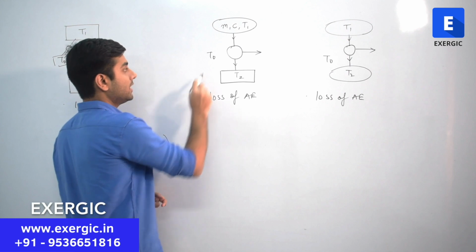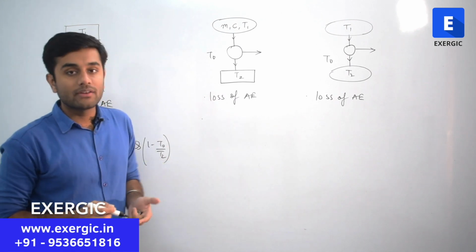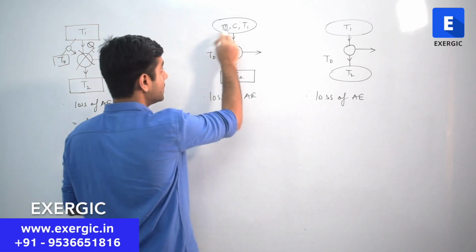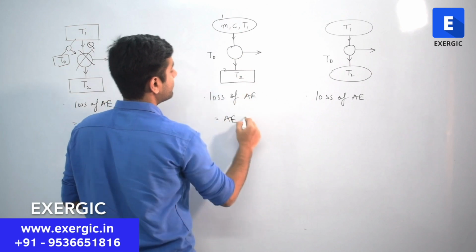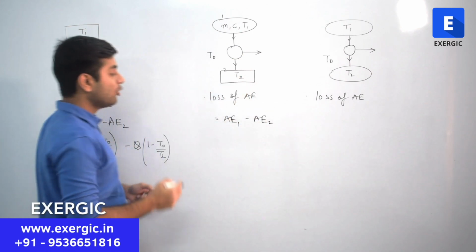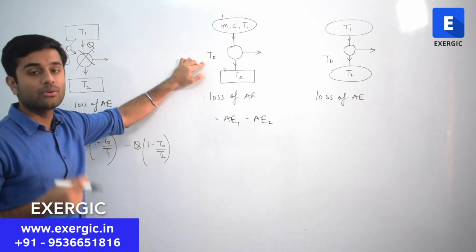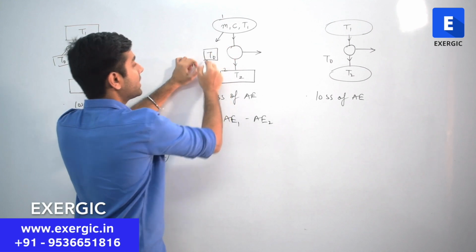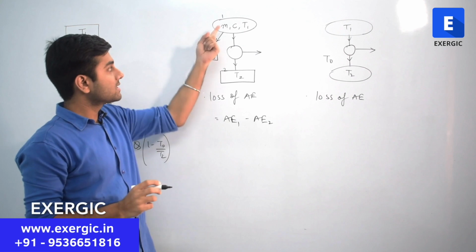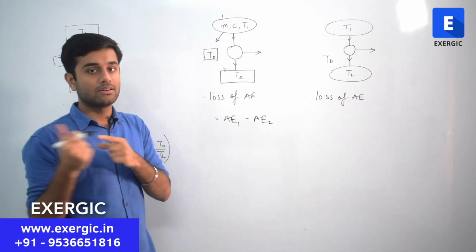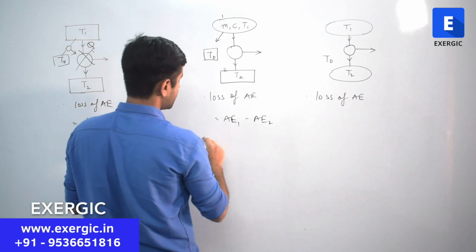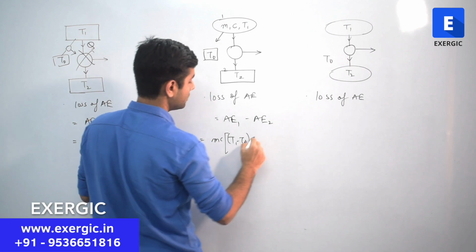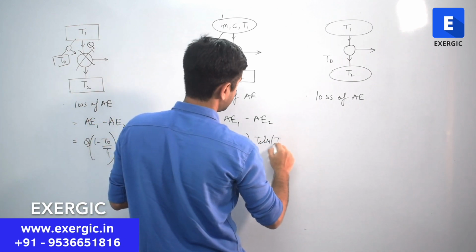Similarly here, we have T0 present. So how much is going to be the loss of available energy? That is equal to the available energy present at 1, let's say, minus the available energy present at 2. The available energy of 1 means how much work you can extract when you supply heat to the minimum temperature present. This is the case that we did earlier in the first three cases. So how are you going to do that? You just have to put the value: mc (T1 minus T0) minus T0 ln(T1 by T0).